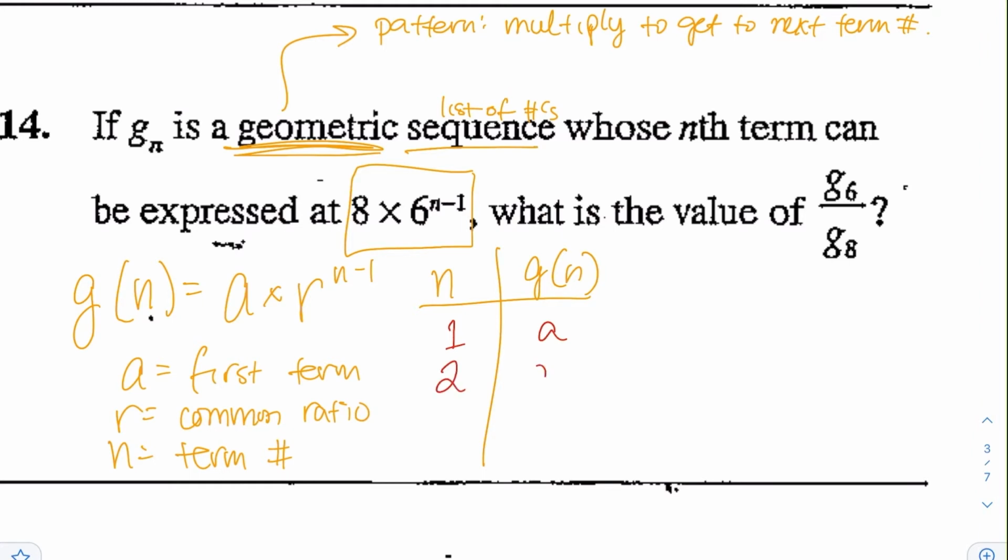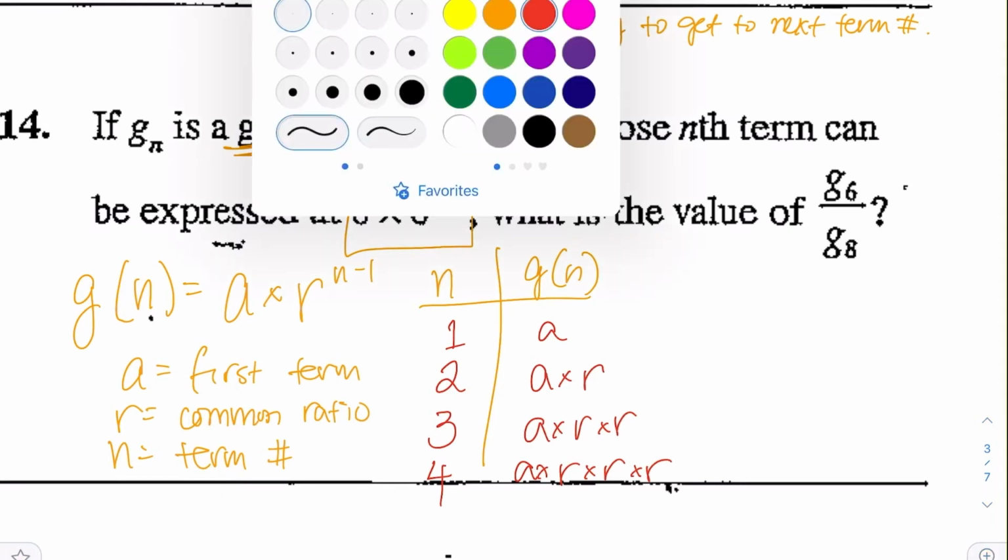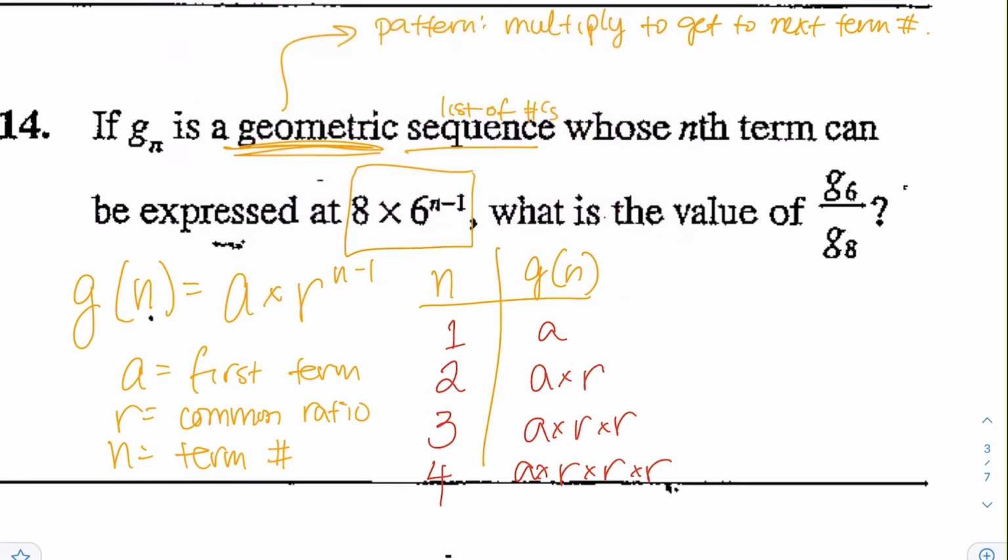The second term will be a times r. The third term will be a times r times r. The fourth term will be a times r times r times r. So that's a pattern, just keep multiplying by r's. And here you see that to get to the fourth number, you have to multiply by r 3 times because you start out with the first term already. So the general format is just the first term is a, then you have a times r to the first power, then a times r to the second power, a times r to the third power. So the exponent is always 1 less than the term number here.